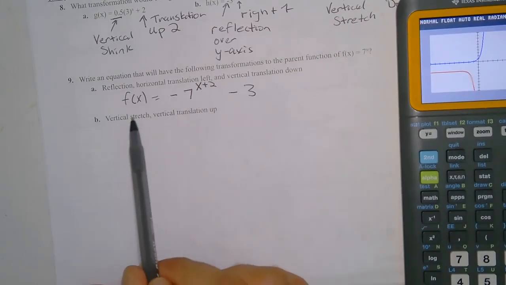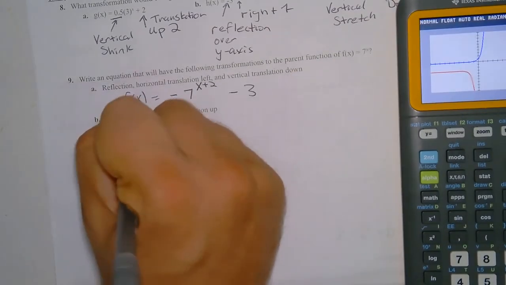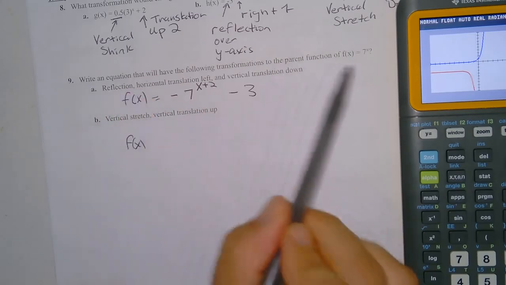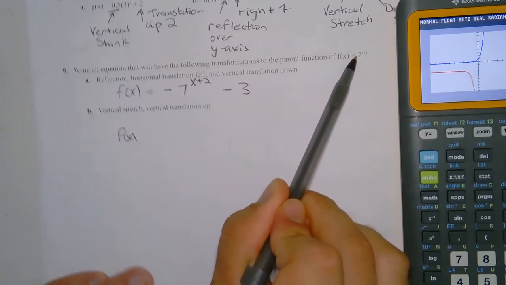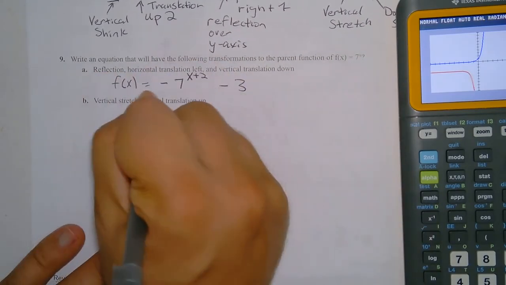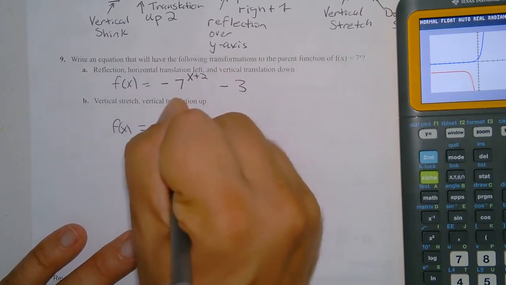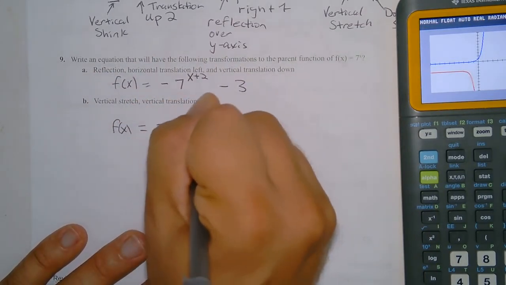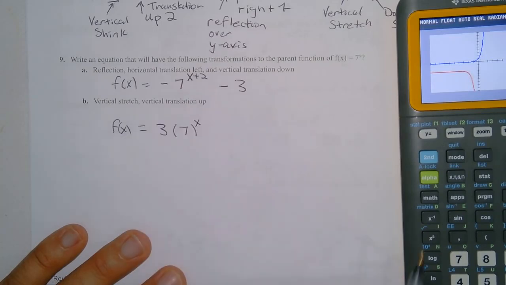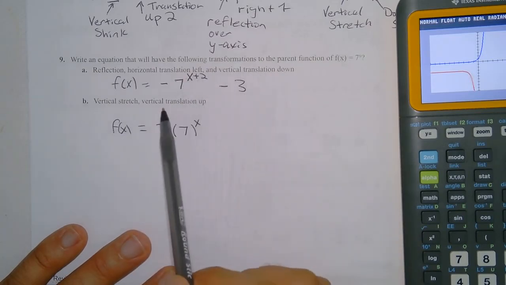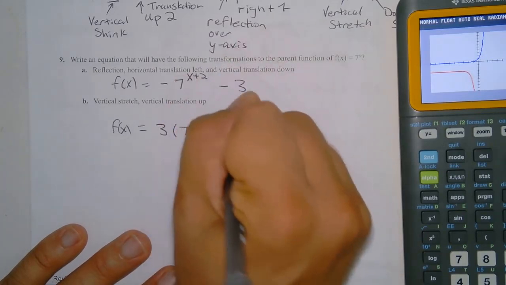So we now want a vertical stretch. So to stretch it, you multiply by a number bigger than 1. So I'm going to go, let's say 3, and then times 7 to the x. And we also want to move it up. So I'm going to add, let's say 4.